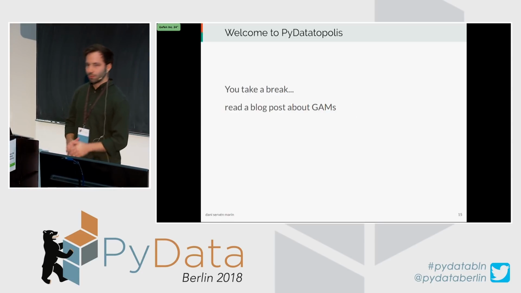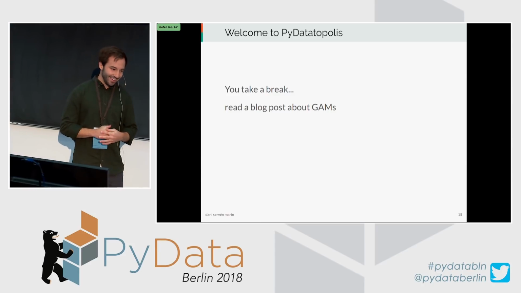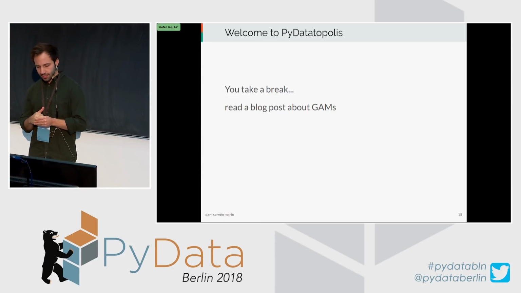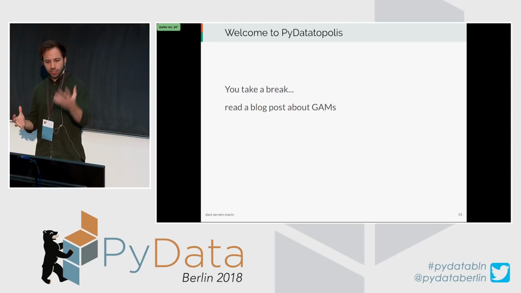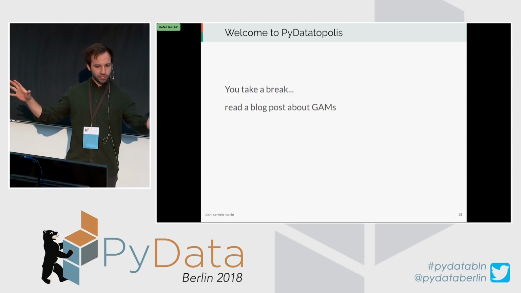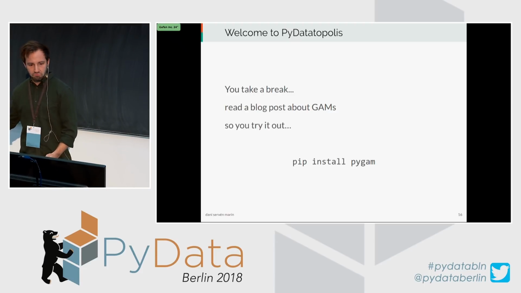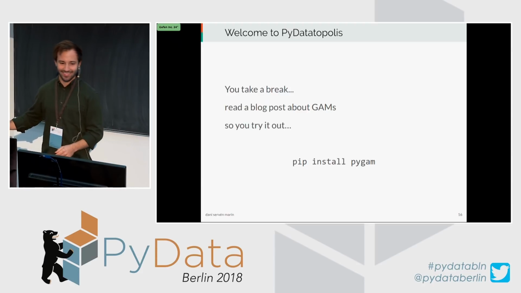So you just spend some time surfing the internet, and you read a blog post about GAMs. And it sounds interesting because it says that the prediction is based off a bunch of independent feature functions that are added together. So you can inspect the contribution from each feature. Sounds interesting? So you pip install pygam.